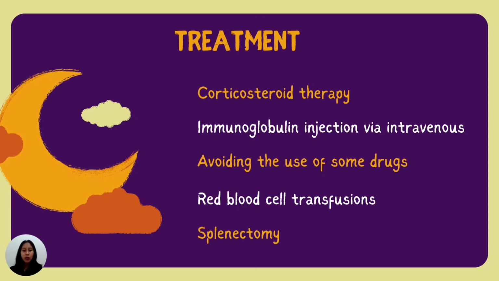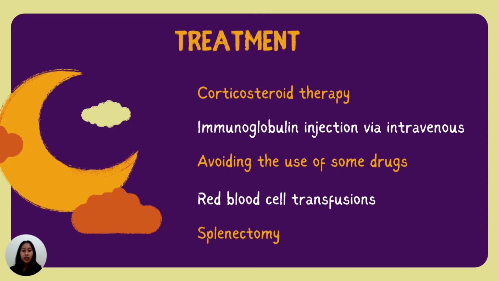And next is immunoglobulin injection. Intravenous injection of immunoglobulin can be done to suppress the immune system if the hemolytic anemia is based on autoimmunity. The third is drug avoidance. Avoiding the use of some drugs, such as cephalosporin, penicillin, NSAID, and others, because the use of those drugs could lead to hemolytic anemia.